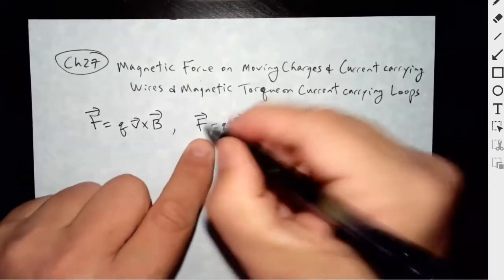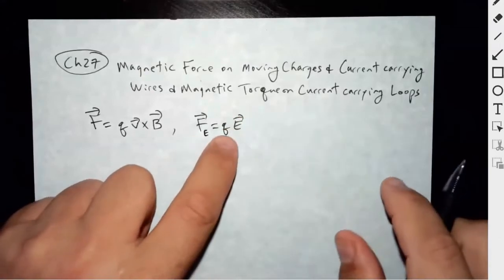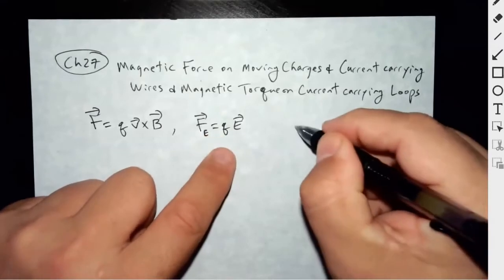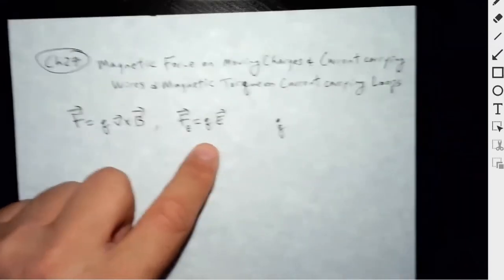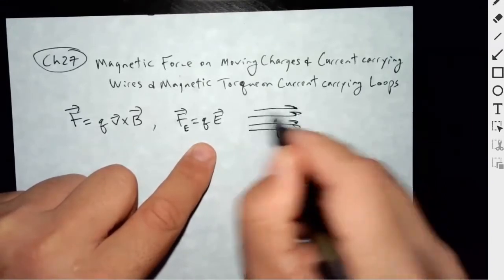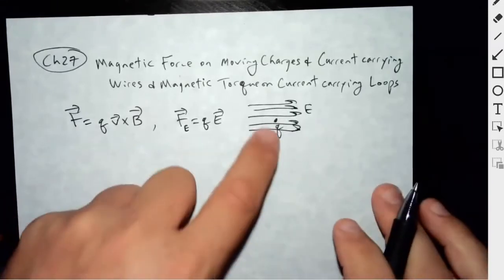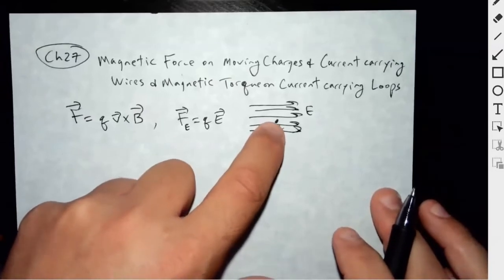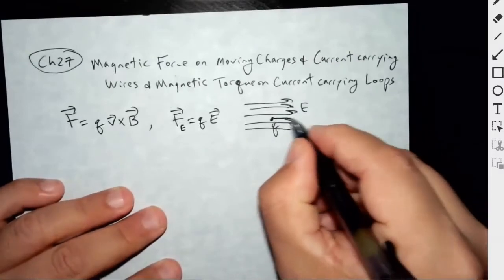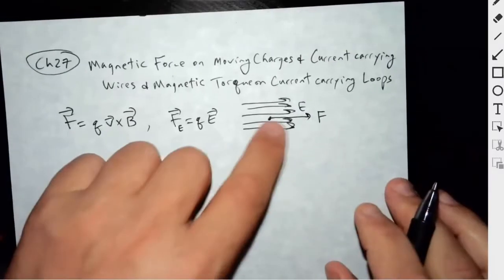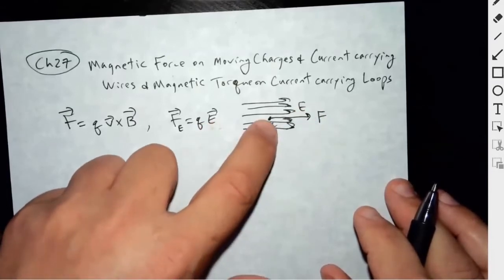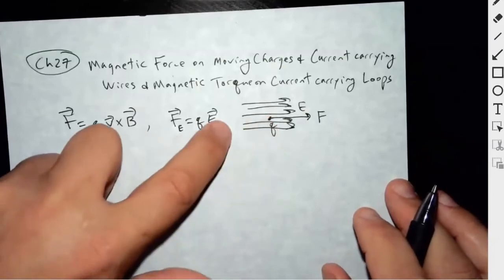For the electrical force, a charge does not need to be moving in order to experience a force. It could be just stationary, right? And then as soon as I turn on an electrical field, that charge will experience a force. If it's positive, the force will be in the same direction as the electrical field, and if it's a negative charge, it will experience a force to the left.